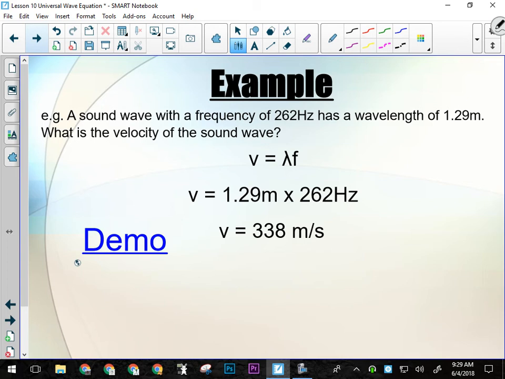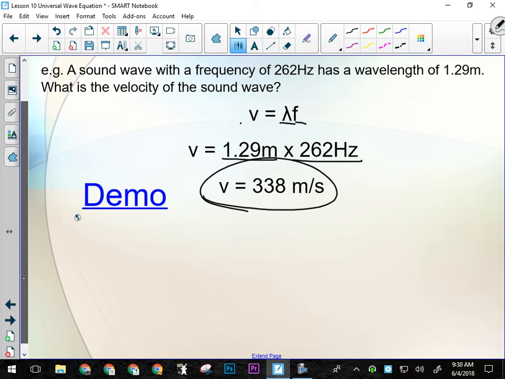All right, so let's say we have a sound wave that has a frequency of 262 hertz and a wavelength of 1.29 meters. What's the velocity of the sound wave? Well, V equals lambda times frequency. They told me the wavelength was 1.29 meters. They told me the frequency is 262 hertz. I multiply them together, and I get that the speed of that sound wave is 338 meters per second. So really, a super easy formula to use.